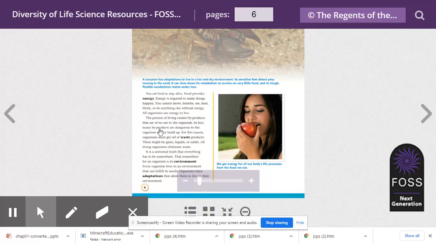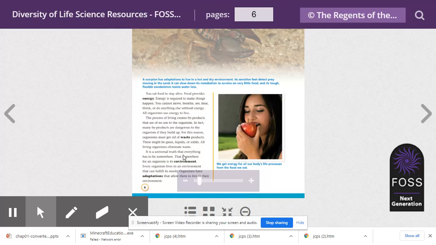In fact, many byproducts are dangerous to the organism if they build up. For this reason, organisms must get rid of waste products. These might be gases, liquids, or solids. All organisms eliminate waste. So you might not think about it, but in order for something to be living, it has to eliminate waste from its body or its structures. So plants do that, and animals do it too. They get rid of gases, liquids, or solids.